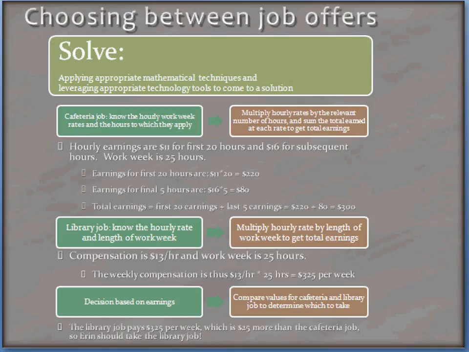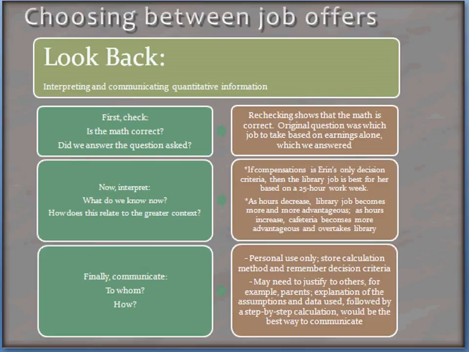With respect to the library job, we know the hourly rate and the length of the work week, so we'll multiply the hourly rate by the length of the work week to get total earnings, or $13 per hour by 25 hours to get $325 per week. Since earnings are the basis of the decision, we'll compare the two values. The $325 per week library job pays $25 more than the $300 per week cafeteria job, so Aaron should take this job.